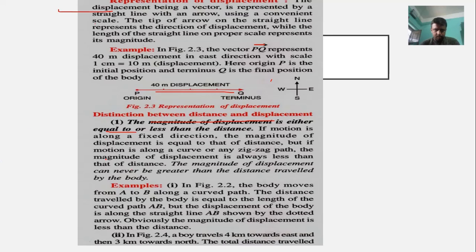You have to memorize it. You have to get the idea that the magnitude of displacement can never ever be more than the magnitude of distance. It can be equal to or less than.